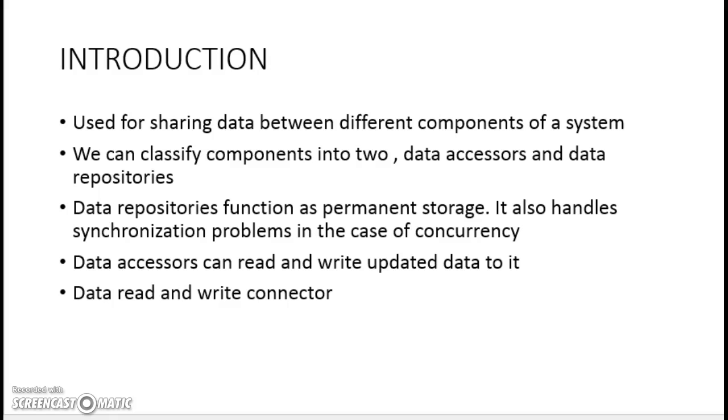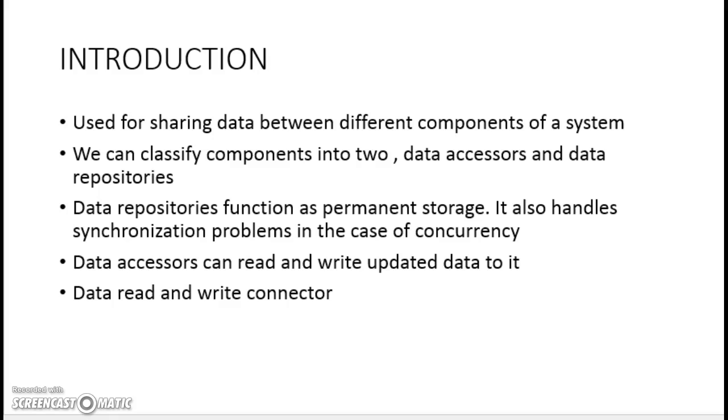So first, an introduction to shared data. As the name suggests, shared data is used for sharing a single data source between different components of a system. As we all know, a single system might have several different computer components all interacting with each other. So we can classify these components into two types: the data accessors and the data repositories. The data repositories function as permanent storage. Basically, they are the database.